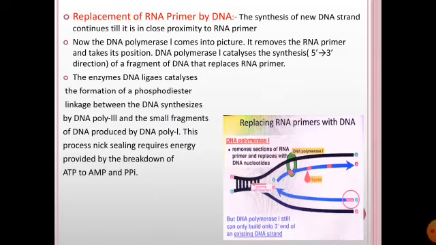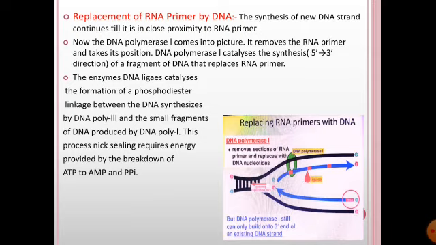Next is the replacement of the RNA primer by DNA. Actually, the newly synthesized strand continues until it is closely proximate to the RNA primer. Now DNA polymerase I comes into the picture. It removes the RNA primer and takes its position. DNA polymerase I catalyzes the synthesis in the 5' to 3' direction, and the DNA fragment replaces the RNA primer.